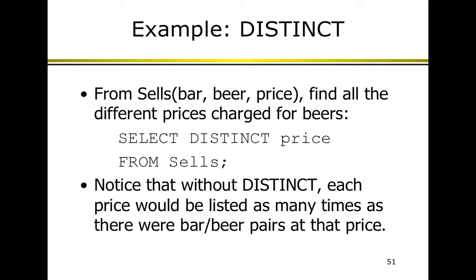From Sells, find all the different prices charged for beers. What price can you buy beer for these days? Well, let's select distinct price from Sells. If I have $5 in there twice, I only get $5 once. I get $5, $10, and at the baseball game, $15. At Levi's Stadium, $15 for a beer. Actually, I believe they do charge $15 at the new stadium.